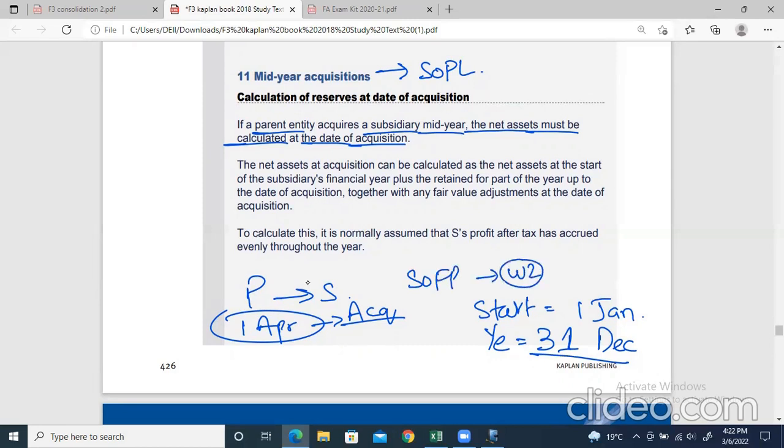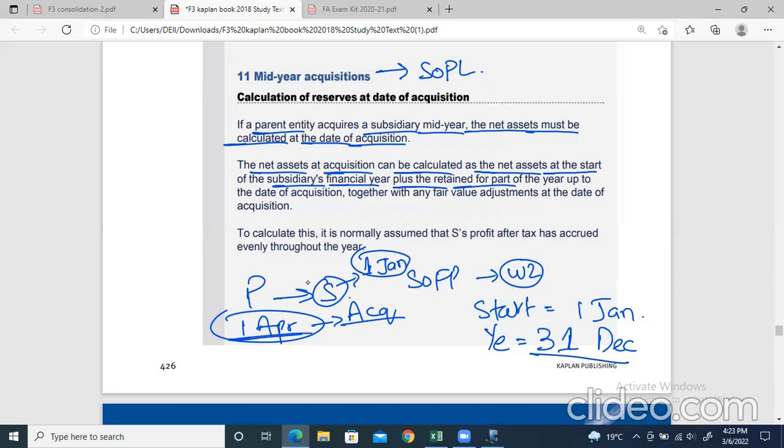In working 2, we just have to keep an eye on the dates, the acquisition and reporting dates, but we don't have to do any 9 by 12 or 8 by 12. We don't have to apportion it. Okay, right. Now, net assets at acquisition can be calculated as net assets at the start of the subsidiary's financial year plus the retained earnings. Yes, this is one important thing. Let's say in some questions you encounter a situation in which the subsidiary's information is given at 1st January, but for working 2 purposes we have to take the acquisition date, which is actually 1st April.